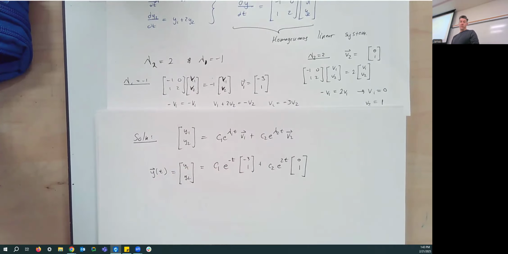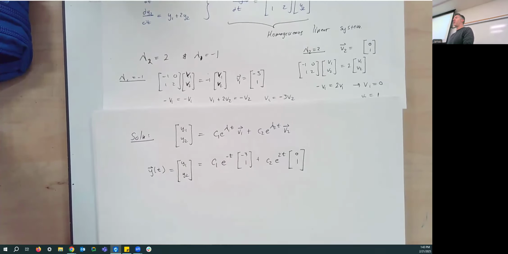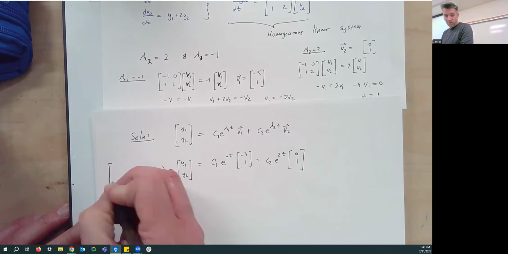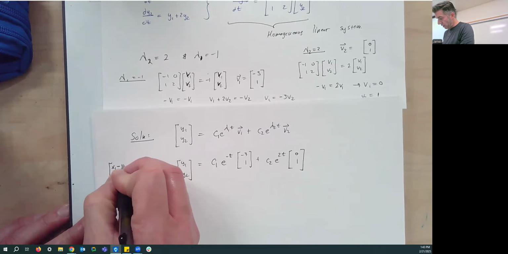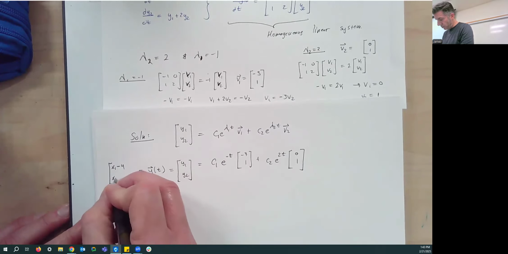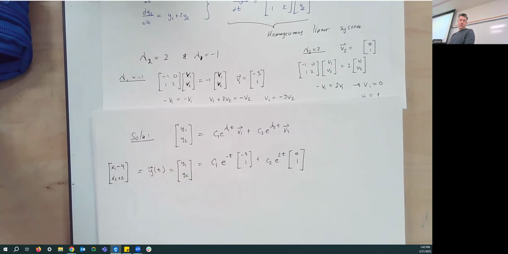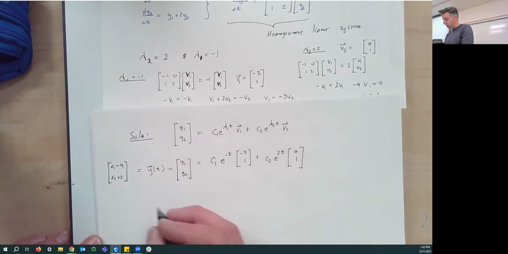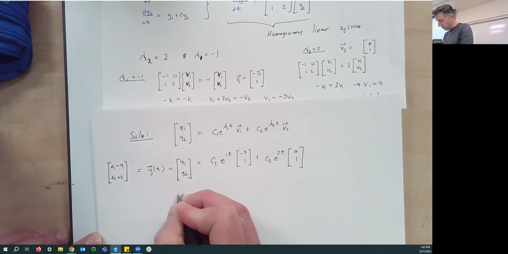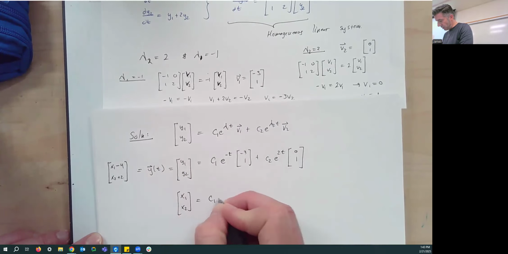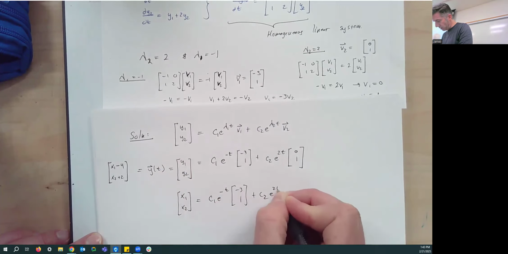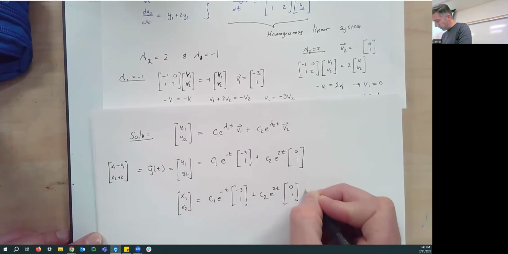But we were trying to find the solution for x. So we need to go back and say, well, all right, it's not that hard to do. We know that y1 is equal to x1 minus 4, and y2 is equal to x2 plus 2. So what we can do here is take this vector and add on the 4, negative 2 to the other side and say that, great, x1, x2 is equal to c1 e to the negative t times the vector negative 3, 1 plus c2 e to the 2t times the vector 0, 1 plus the vector 4, negative 2.